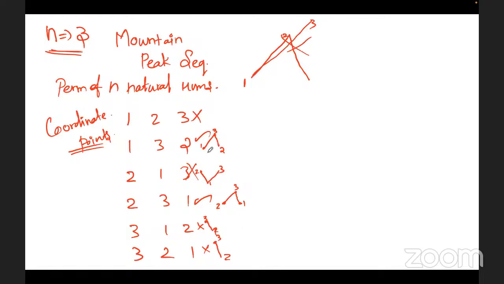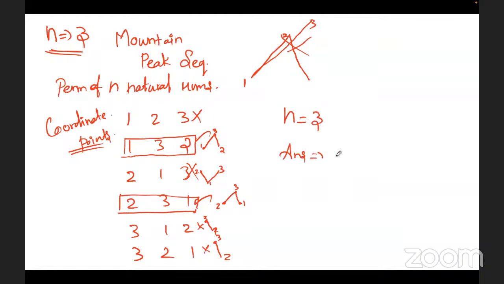Okay. Now, how many mountain peak sequences are there? This 1 and 2, right? Okay. So if the n value is 3, how many mountain peak sequences are there? 2 mountain peak sequences. Okay. Now, if the n value is 4, what would be the answer?